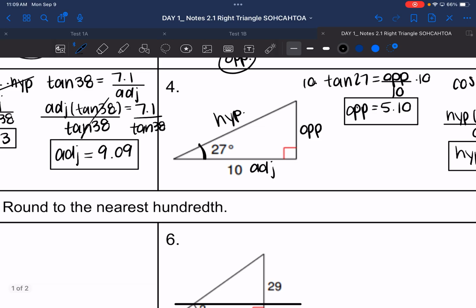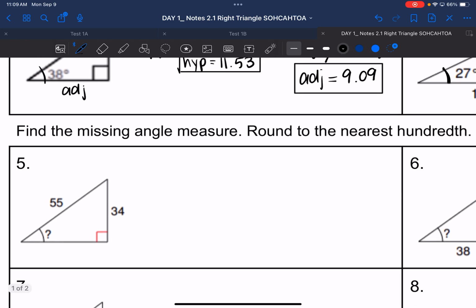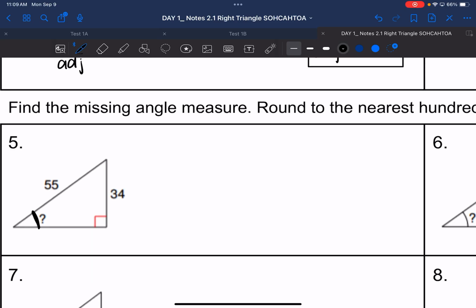Now let's look at the next section where it says to find the missing angles and round those to the nearest hundredth. So in this section, instead of looking for missing sides, I'm looking for missing angles. The missing angle that we're looking for is the one that has the question mark on it. So that would be this one here. So what side is 34 to that angle? Opposite. And what about 55? Hypotenuse. Okay, so I know opposite and I know hypotenuse. Which trig ratio uses opposite and hypotenuse? So I must need to use sine here.